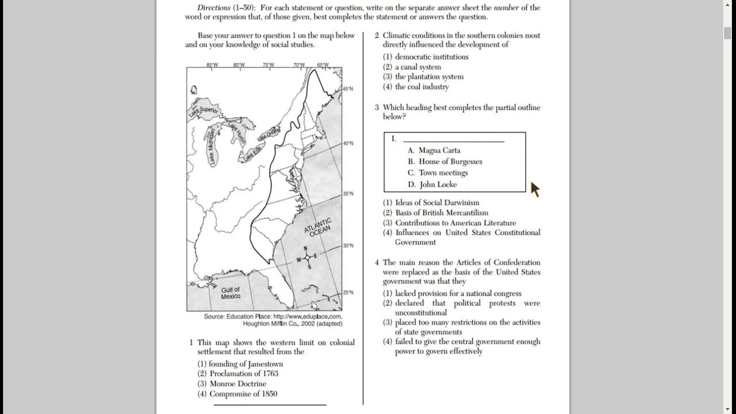The main reason the Articles of Confederation were replaced as the basis of the United States government was that they failed to give the central government enough power to govern effectively. If you remember, it was a confederation, which is basically an agreement between the states that they're going to function together. And the central government had no way to enforce anything. They could tax the states and the people, but they had no way to enforce it. They had no central army. They had nothing like that. So the fact that the central government did not have enough power really showed the weaknesses of the Articles of Confederation. All right, so this is Early History 2 review.